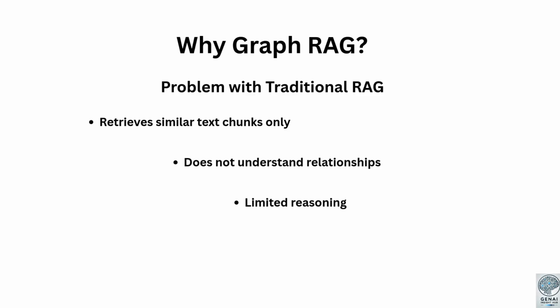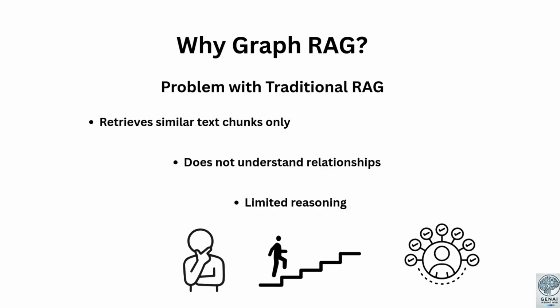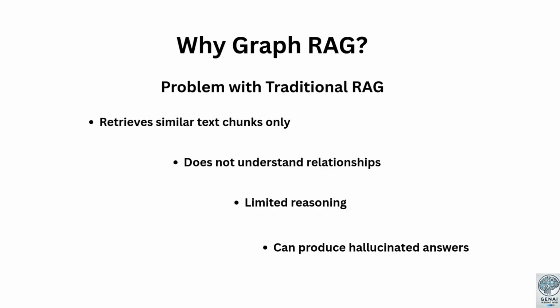It has limited reasoning ability. It cannot think step by step across multiple related concepts. It can produce hallucinated answers. Sometimes it generates information that sounds correct, but is actually wrong.